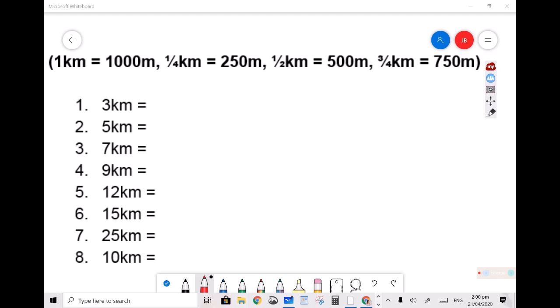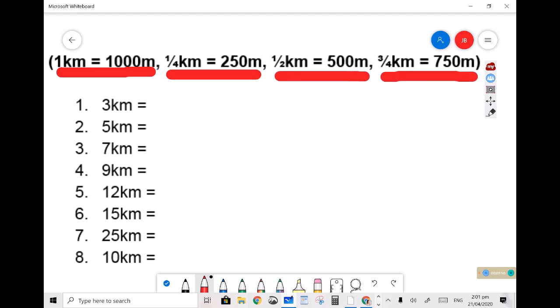Now you'll notice that it is quite similar to weights, and that is to your benefit. This will benefit you tremendously, because with weights we have almost the same conversion. 1 kilometer is equal to 1,000 meters. A quarter kilometer is 250. A half is 500, and 3/4 is 750. So it is quite similar.